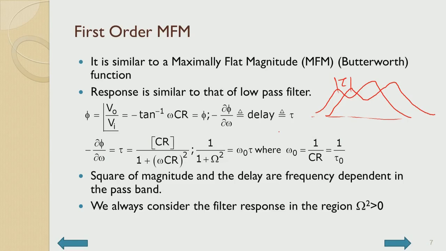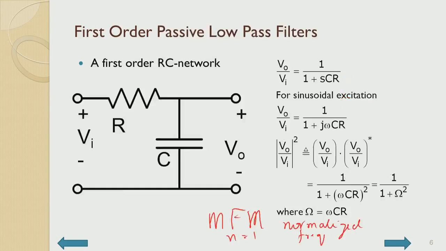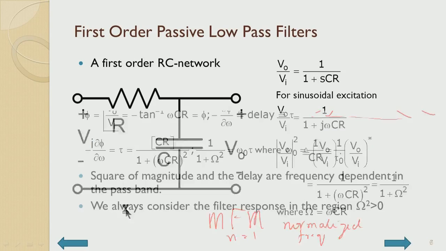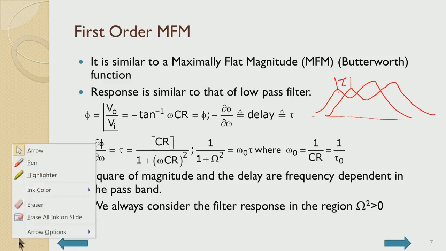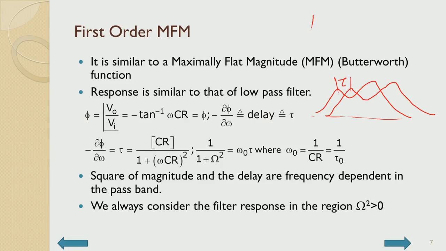So, if we have the phase function here, 1 over 1 plus j omega CR is the transfer function. So, the phase is really equal to minus tan inverse omega CR. So, this is the phase phi of this low pass.